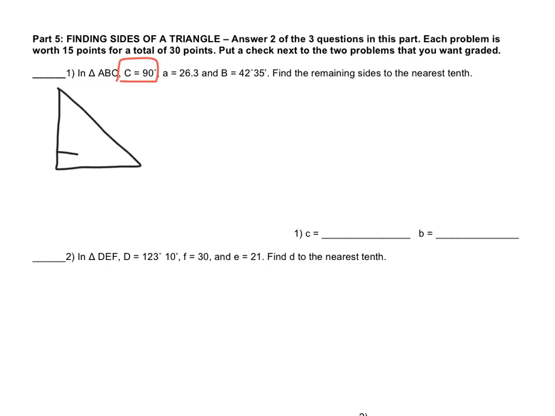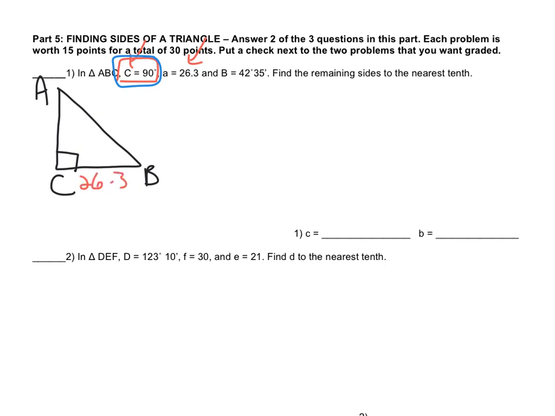So I'm going to be drawing a right triangle and putting letter C at the 90 degree angle. Now whether you put angle A on top and angle B on the bottom or vice versa, that doesn't matter. But what does matter is that angle C is 90 degrees. Here you're told little a, the side opposite angle A, is 26.3. So here's angle A, which means the side opposite down at the bottom is going to be 26.3.